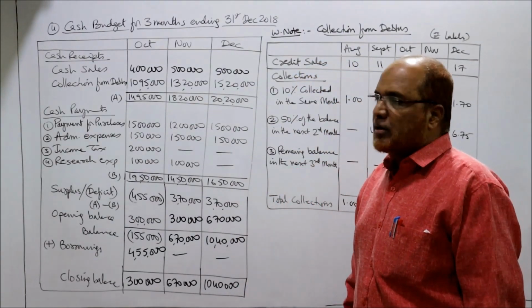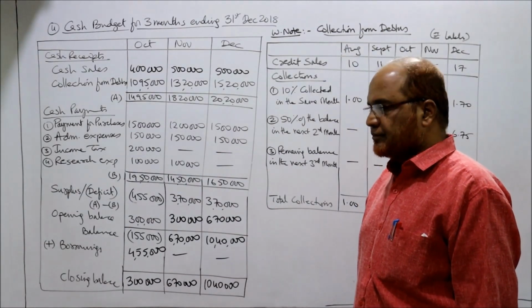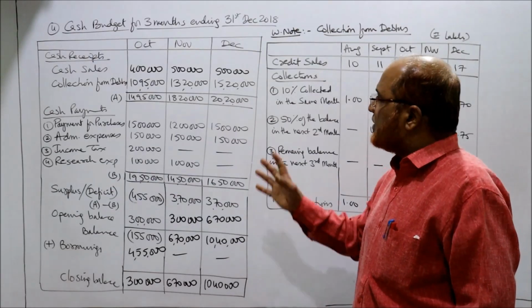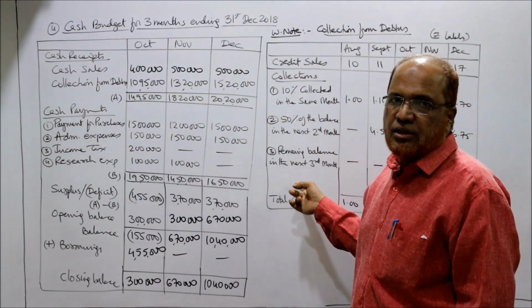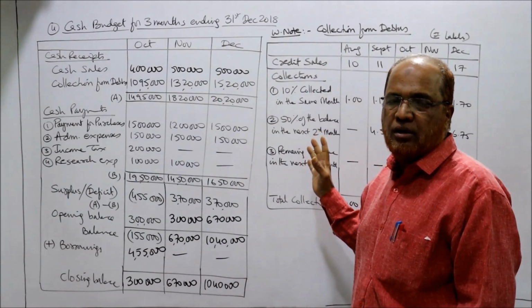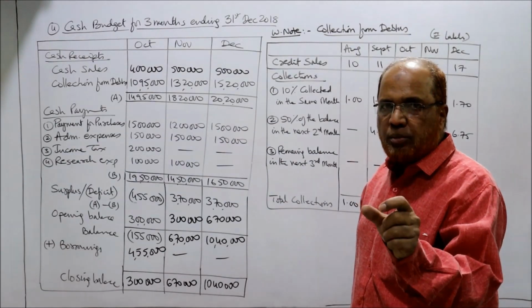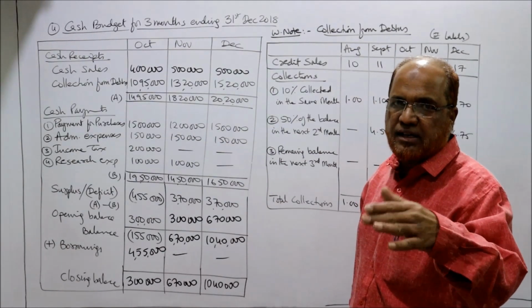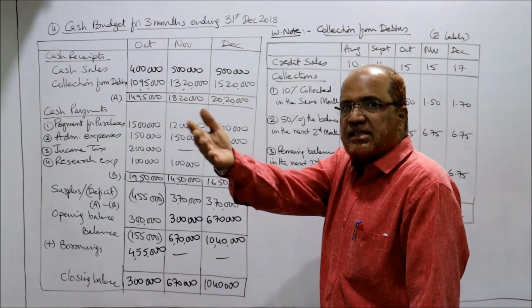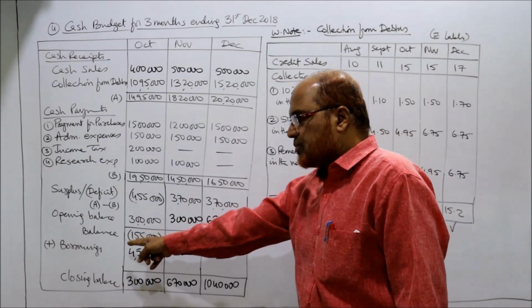दिस इज द प्रॉब्लम ऑन कैश बजट. टू न्यू पॉइंट्स आर देयर. द फर्स्ट न्यू पॉइंट इज रिगार्डिंग कलेक्शंस. कलेक्शंस के ऊपर कूली केयरफुली आप लोग कॉन्सेंट्रेट करना. 10% कलेक्टेड इन द सेम मंथ और बैलेंस जो भी बचेगा उसका 50-50 करके सेकेंड मंथ और थर्ड मंथ, सेम मंथ छोड़ के फर्स्ट मंथ एंड सेकेंड मंथ, ये कलेक्शन. और दूसरा पॉइंट बोरोइंग्स.